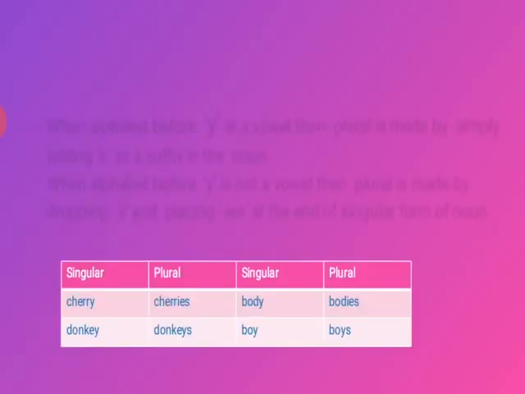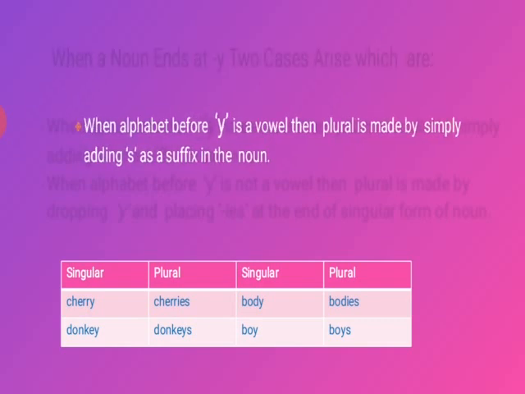Okay, now see the next rule and see these examples. These four examples, if you see the singular forms of these four examples, you will come to know that they are all ending on Y. But somewhere IES is added by dropping Y and somewhere S is added only. So let's see, what's the rule?